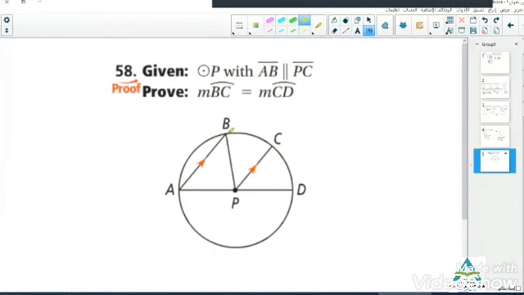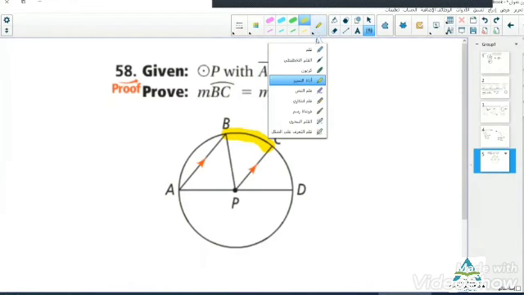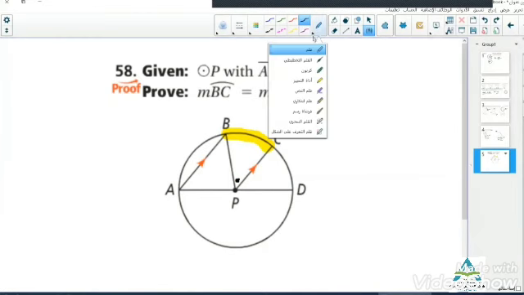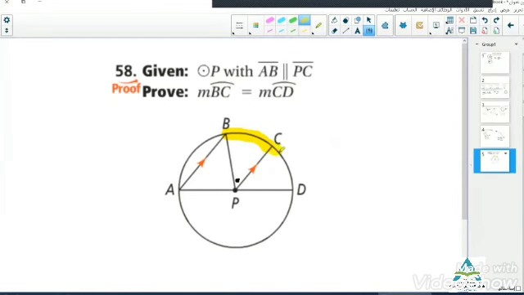Okay. Can you see arc BC? Yes. BC is opposite to this angle. And the other arc, CD, is opposite to this angle, CPD. So to prove that these two arcs are equal in measure, you need to prove that these two angles are equal. Can you do that? This line bisects them? You need to prove that.